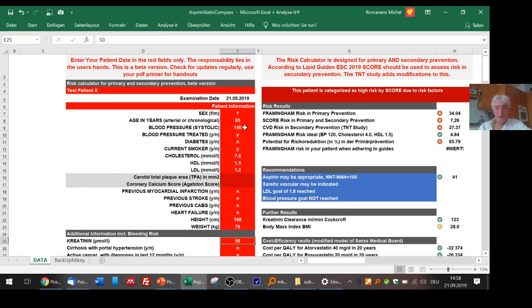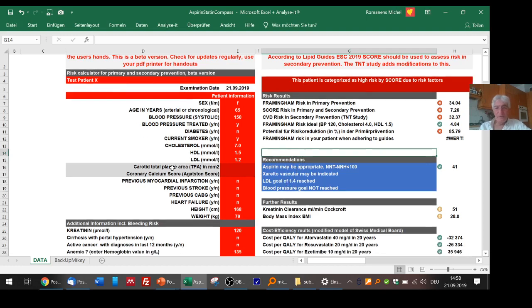Now this patient is 65 years old. Her height is 168 and weight 79. So now we use the Cockcroft formula. We give a creatinine of 120, and you see that her renal function, creatinine clearance, is 51. So Xarelto may not be indicated, but that's another question. And you see aspirin is cost efficient. She's very high risk and she needs an LDL below 1.4.